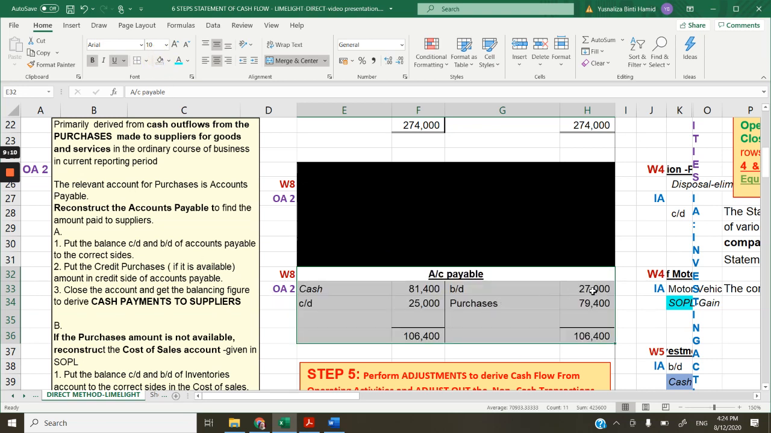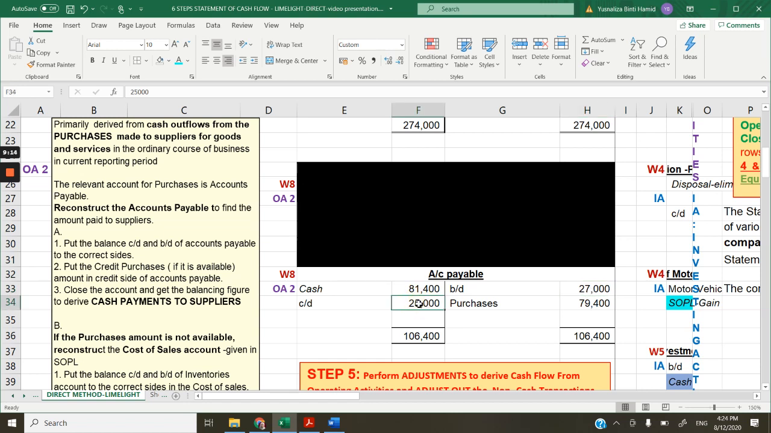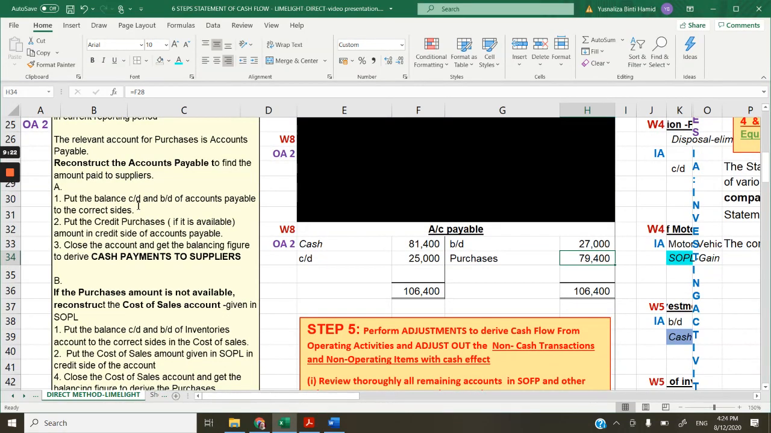So you need to put the balance on the credit side for the opening balance, the debit side for the closing balance. Take the purchase. You have the steps here; you can follow the steps that I put here. Put the balance, step A1, step A2, put the credit purchase. Here it is available, so you can put it in the credit side of accounts payable. In some questions, if it's not available, you need to work it out. In my question here, it's actually not available.